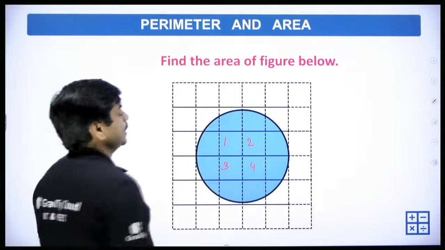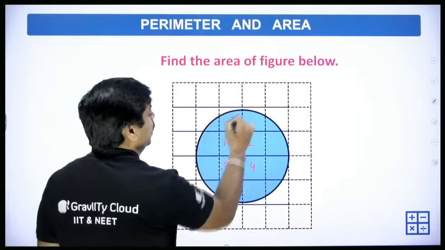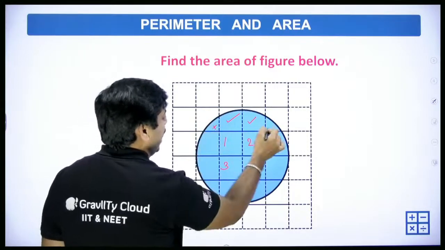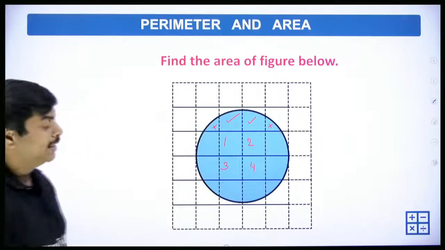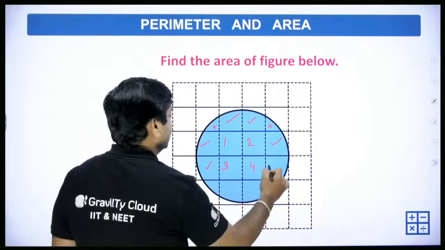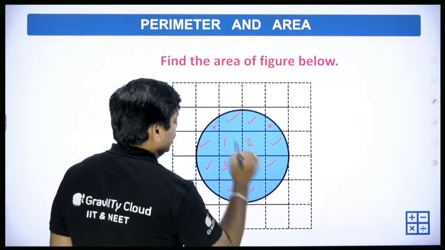Plus this is more than half, include 1. More than half, include 1. Less than half, delete. Less than half, not less than 1, less than half, delete, right? It is included, included, right? So all these are included.